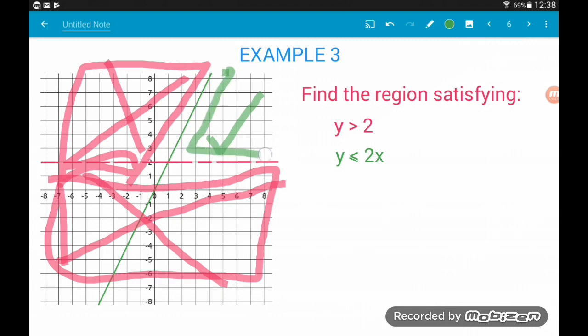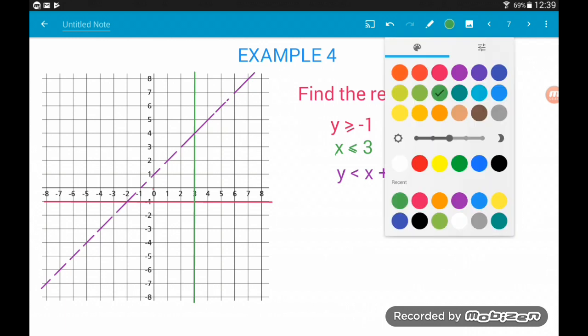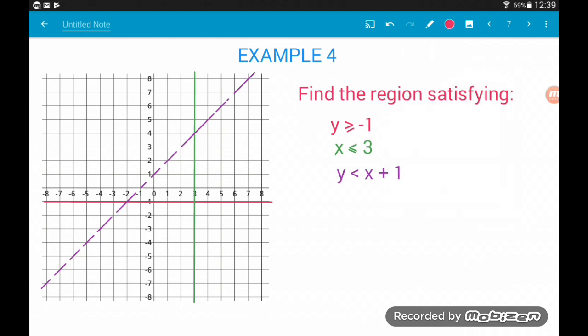So we want everything in this top right region up here. Jobs to get 'em. Okay, example 4. So this time we've got 3 inequalities. We've got y needs to be greater than or equal to -1, x is less than or equal to 3, and y is less than x plus 1.